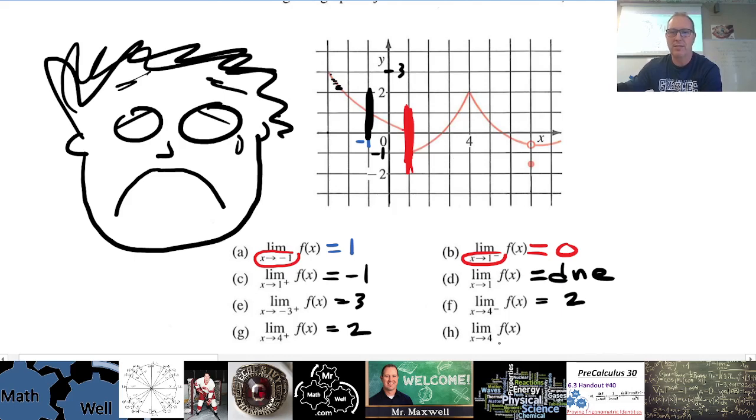One more. Limit of f of x as x approaches 4. Well, from both sides, it's the same left-hand and right-hand limit, so it looks like it's 2.